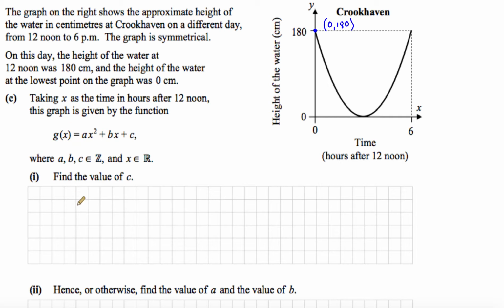If I do that here, g of 0 will be equal to a by 0 squared plus b by 0 plus c, and I know that's equal to 180, because that's an x, y coordinate on the line. So a by 0 squared is 0, b by 0 is 0, and I'm left with just c is 180. So that's the value of c.